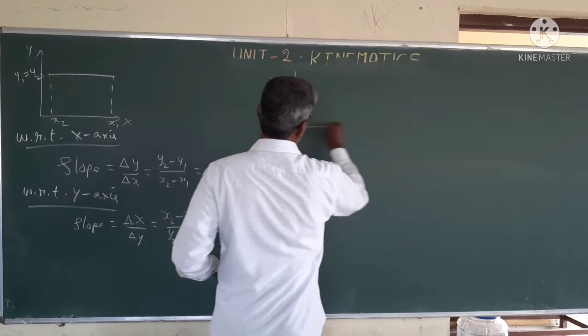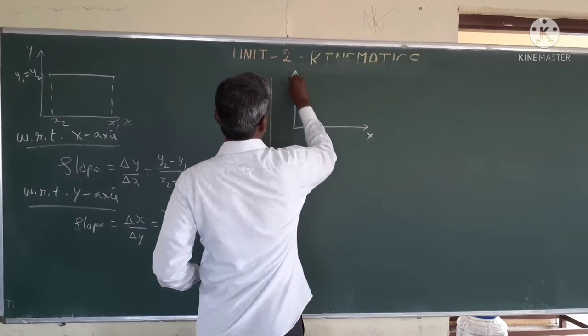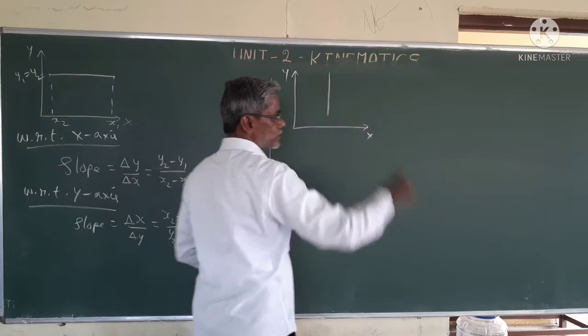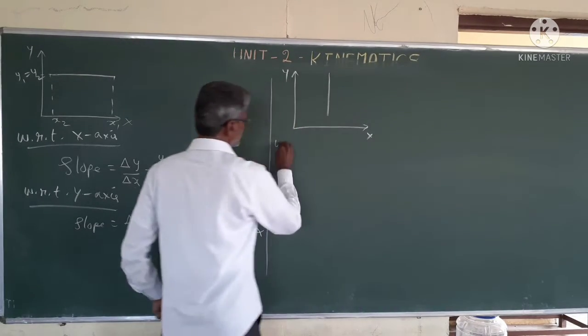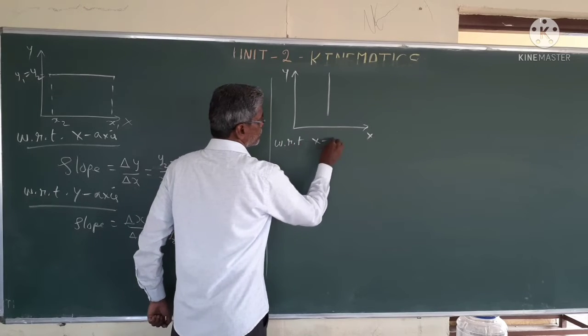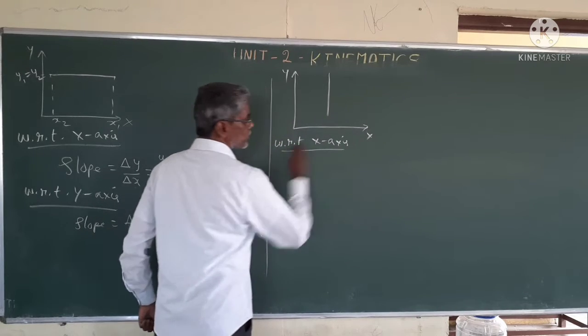Now we take the vertical line. Here, with respect to the x-axis, what will be the slope?